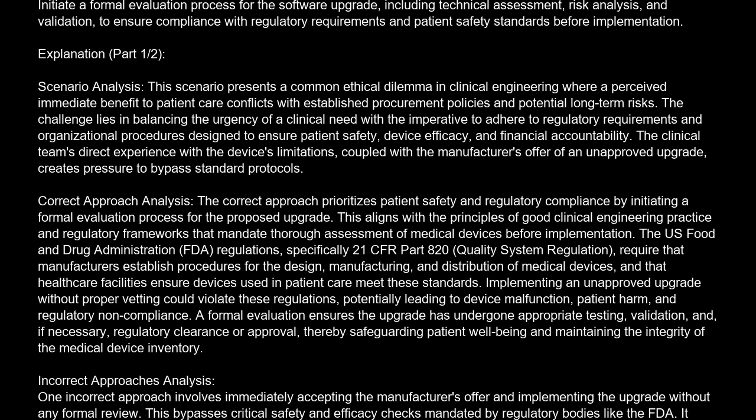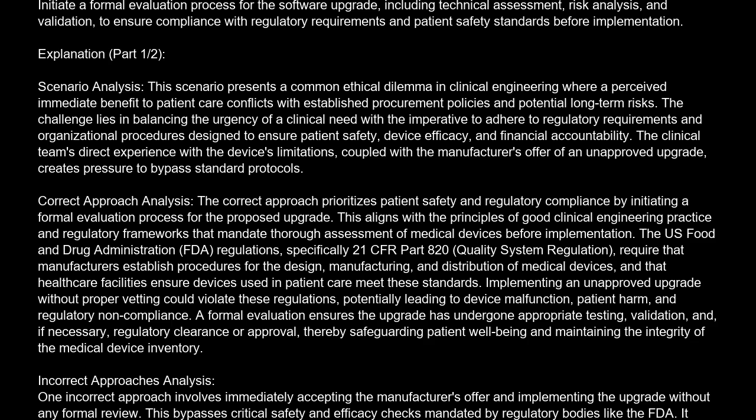The correct answer is A. Initiate a formal evaluation process for the software upgrade, including technical assessment, risk analysis, and validation, to ensure compliance with regulatory requirements and patient safety standards before implementation.